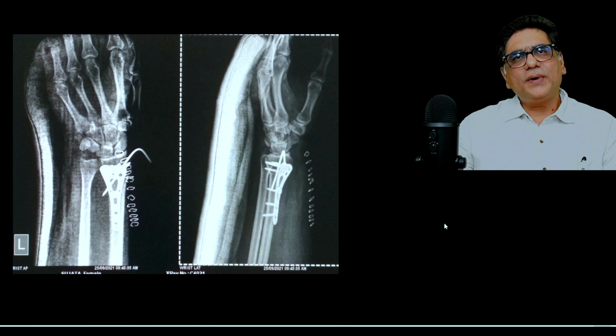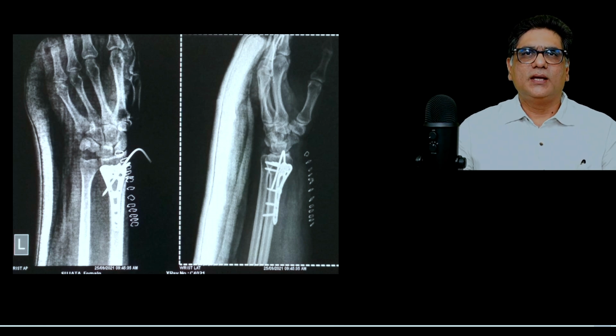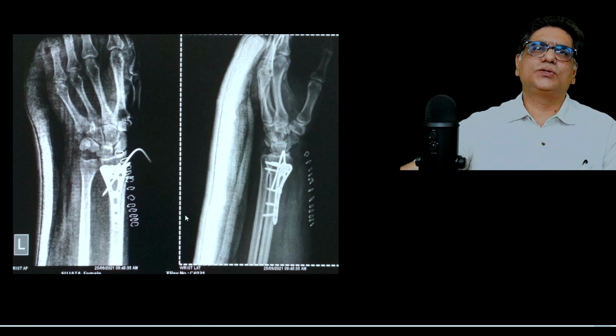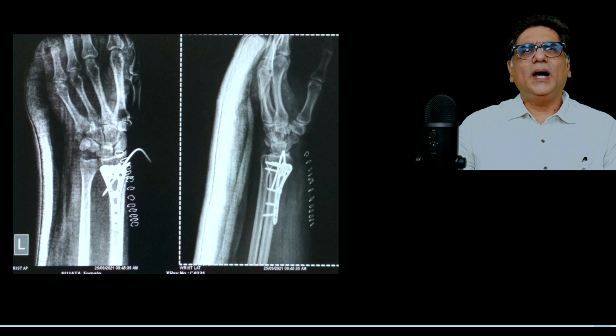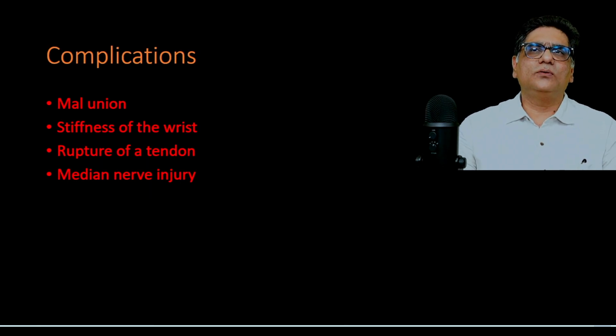Sometimes a formal operation is needed wherein the skin is cut and the fracture is fixed with plates and screws. As you can see in this X-ray, the plate is applied to the bone and it is held with screws. The plate is made of either special stainless steel or titanium. In elderly, the plate need not be removed after bone union, while in young people, it can be removed after 1.5 to 2 years.